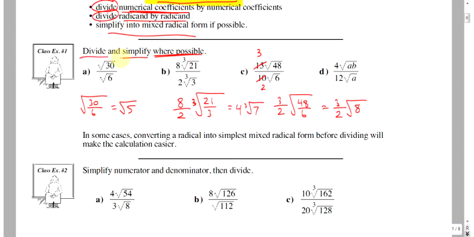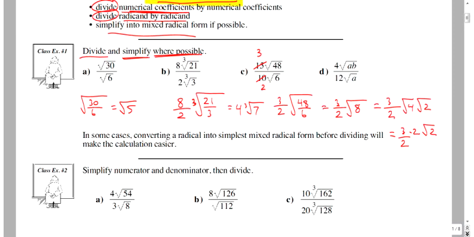I divided, I simplified, but is it fully simplified? Guys, can I find more perfect squares in 8? Yes. So 3 over 2 stays there. Root 8, I want to make what? Root 4 times root 2, okay? So I got 3 over 2. What's the square root of 4? Times 2 times root 2.